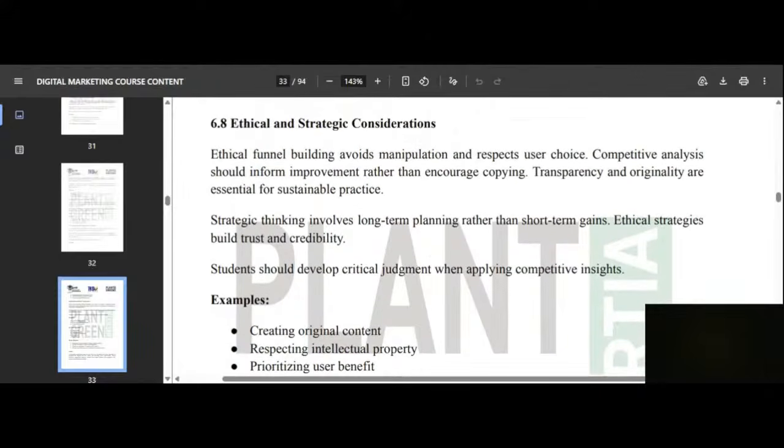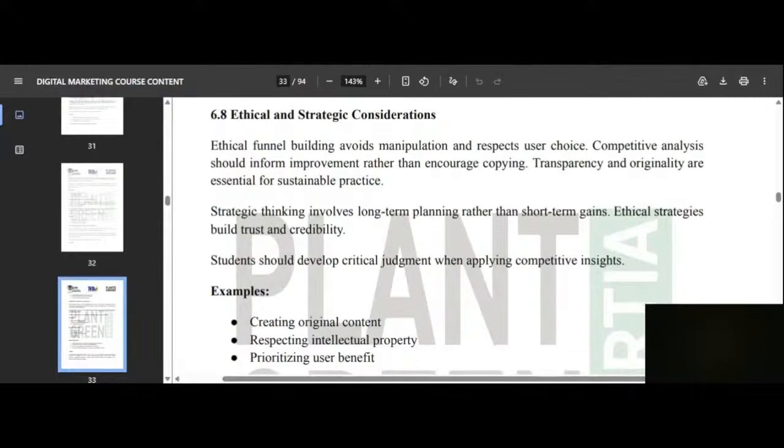So, students, I hope you understood what is the ethics that we were talking about. We discussed what are the ethical practices and what are the unethical practices that you shouldn't follow. So, I hope you understood about the ethics part of today's chapter.